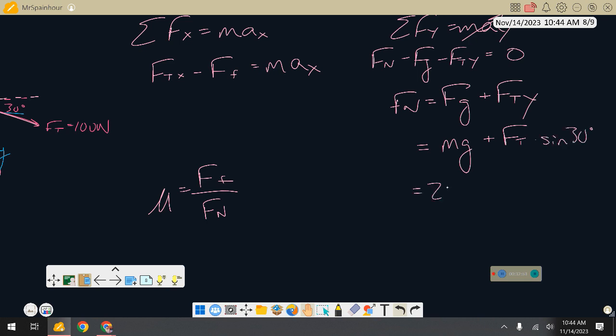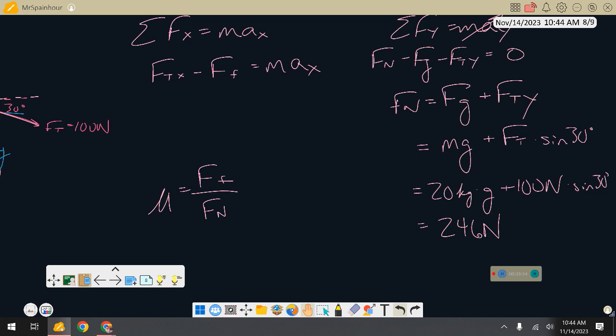Or this is 20 kilograms times g. Sorry, my kilograms are all sorts of wonky there. Times g plus 100 units, newtons, sine of 30. So that's 50. That's roughly 196. Should be 246. Is that right? Yeah. Sweet.